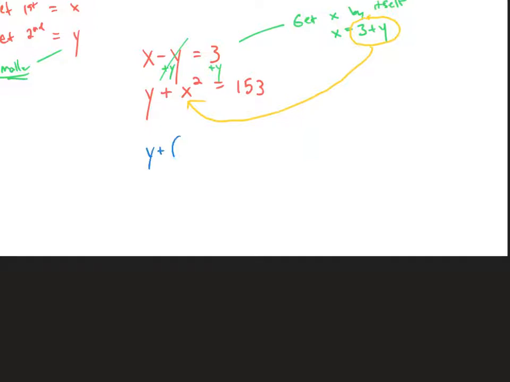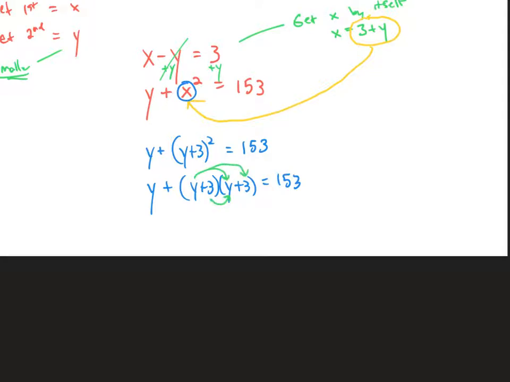So y plus, instead of x, we've got 3 plus y. Actually, let's write this as y plus 3. It's a little more familiar. We're going to square that. So replacing x, since we know x is 3 plus y, square it, and then that's equal to 153. Going just a little bit further, y plus 3 times y plus 3 equals 153. Make sure you FOIL here, y times y, y times 3, 3 times y, 3 times 3.